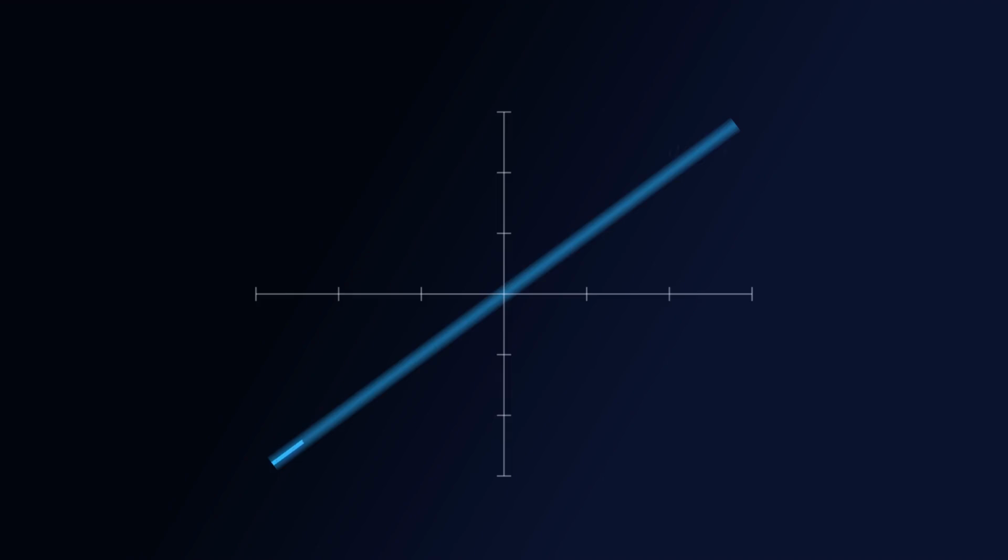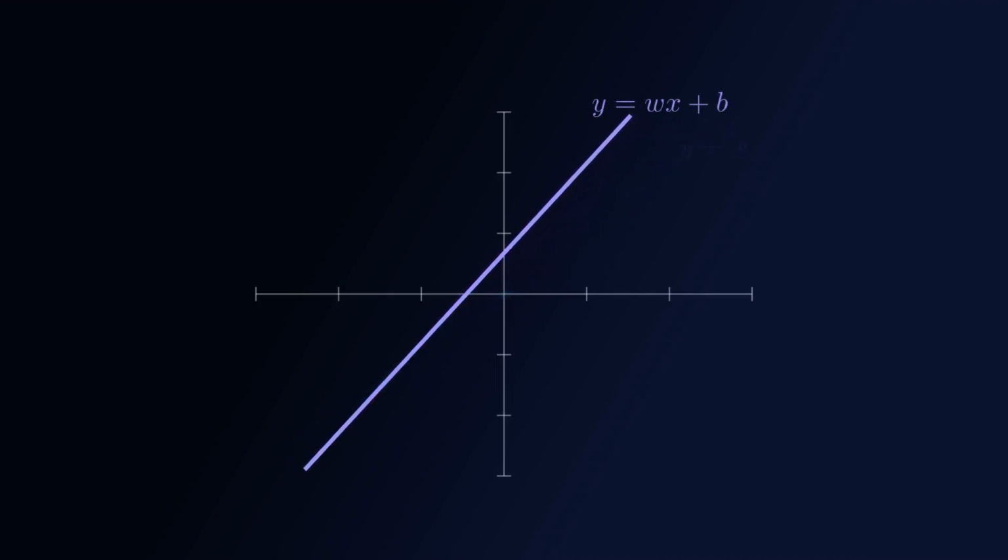Let's start with the simplest object in all of machine learning, a straight line. It takes a number in, multiplies it, adds a little, and hands you a number back. For the next few minutes, I want you to think of a neural network as nothing more than a machine for bending lines like this one.